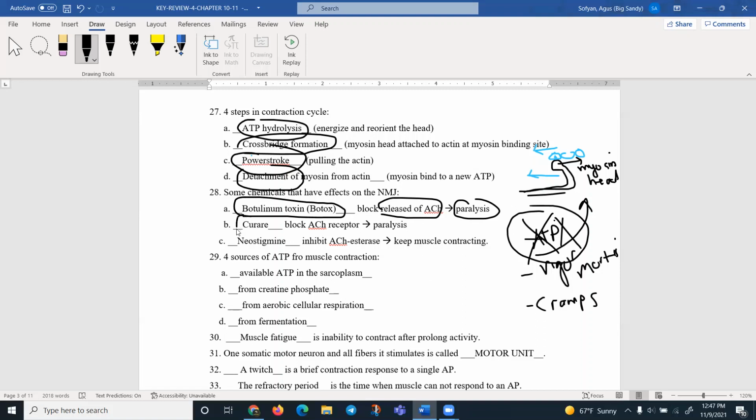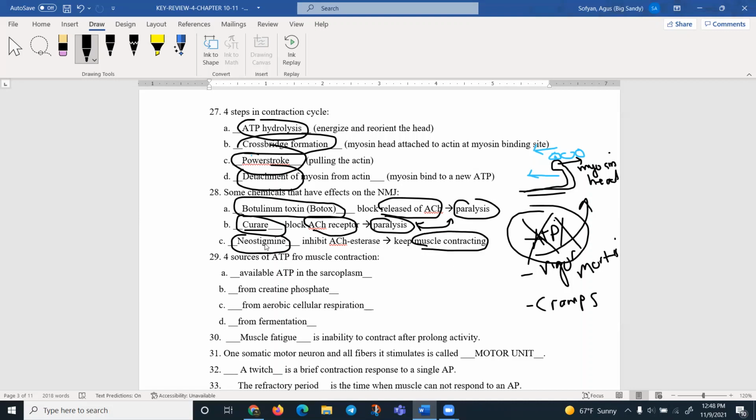Curare is the same, also causing paralysis of the muscle. However, the action is different. Curare will block the ACH receptor. So acetylcholine will be released, but there is no receptor because it is blocked by this curare. So the end result will be the same, which is paralysis. The other one over here, neostigmine, is actually a chemical that causes the muscle to keep contracting.